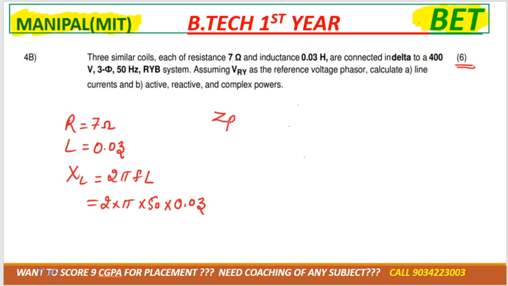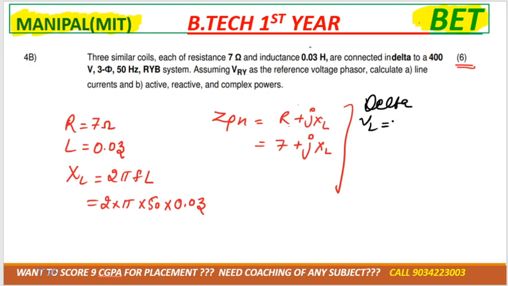So we can get ZPH from here, that is R plus JXL. So 7 plus JXL, right? After solving, we'll have delta connection. Delta means line voltage must be equal to phase voltage, and current IL is equal to root 3 of IPH.